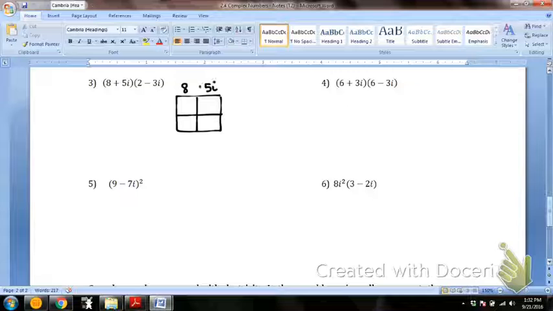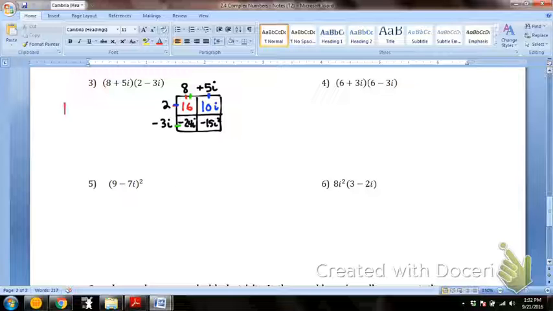8, 5i, you put your plus sign, 2 minus 3i. So one goes across, one goes down. 2 times 8 is 16. 2 times 5i, what is 2 times 5i? 10i. And then negative 3i times 8 is negative 24i. And then negative 15 what? i squared.